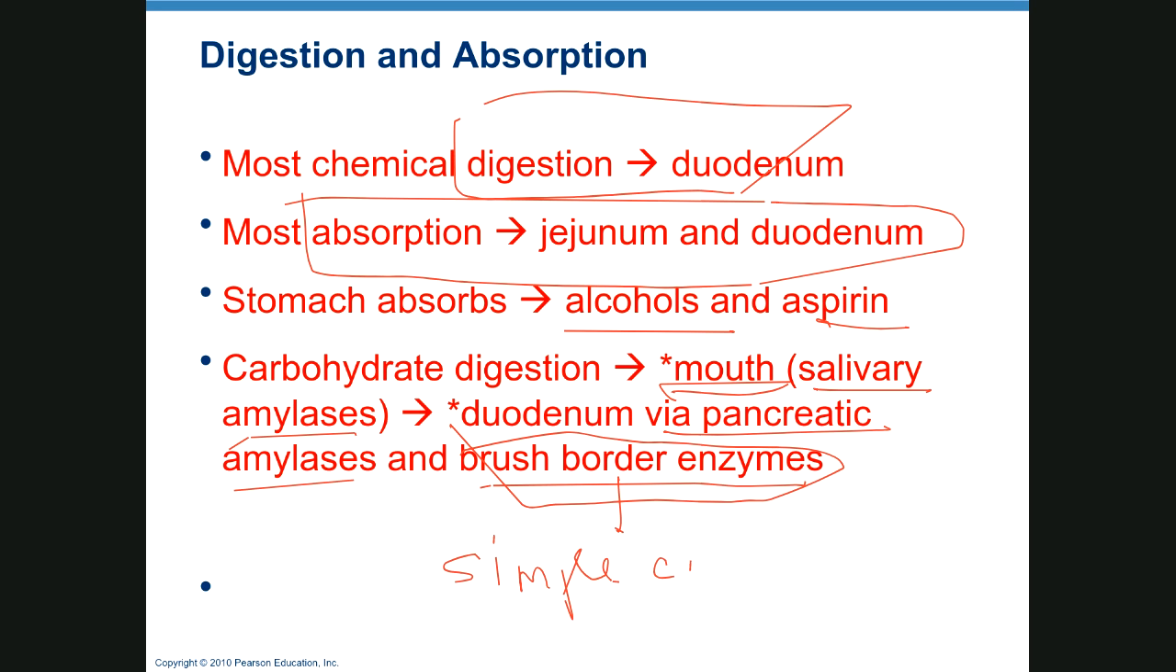Remember, brush border enzymes are the enzymes secreted by the simple columnar epithelial cells that line the small intestine. So those little lining epithelial cells do secrete digestive enzymes called brush border enzymes.